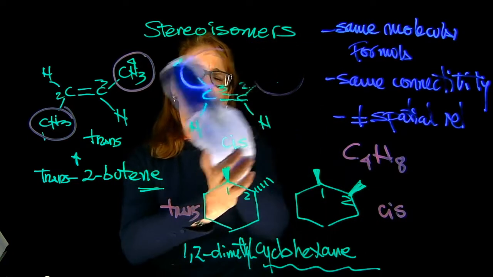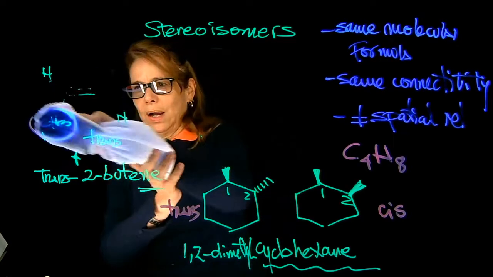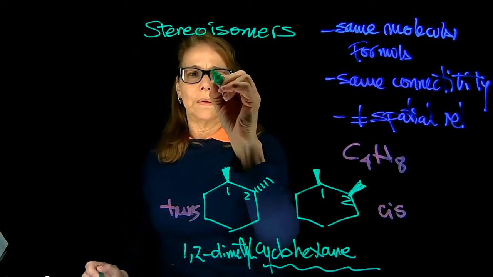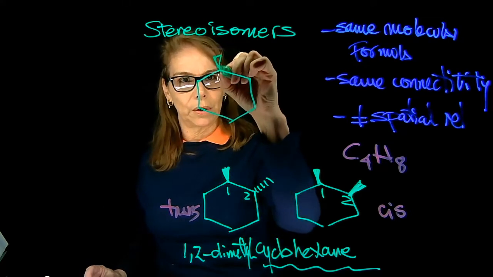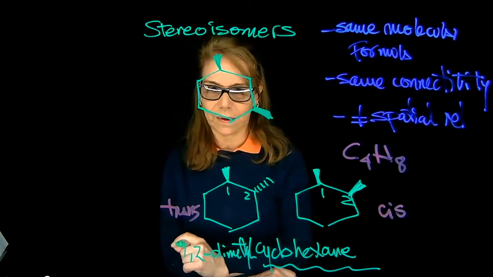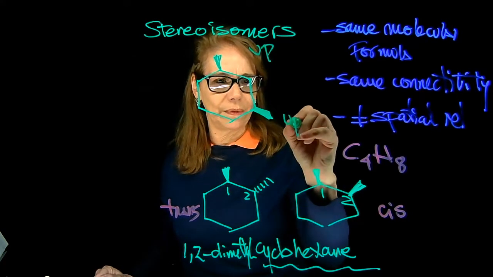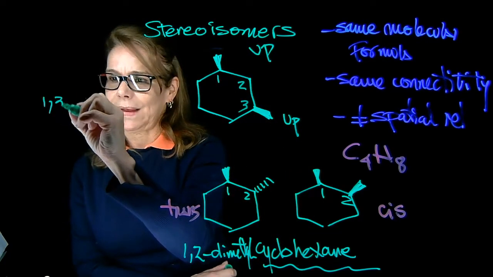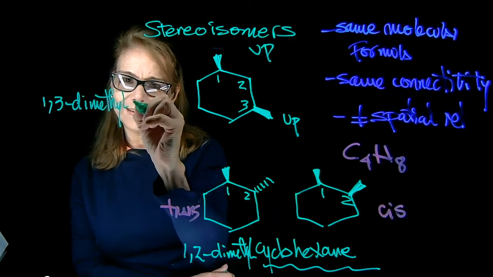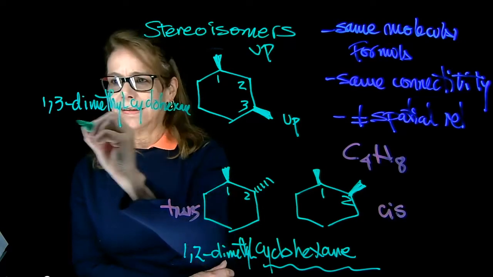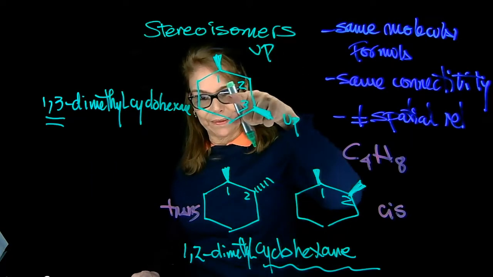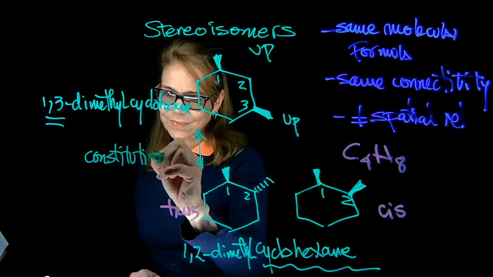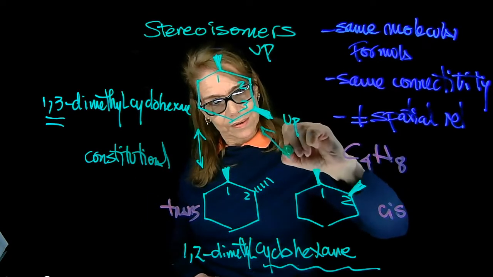Now, to distinguish that from, say, constitutional isomers, let's do one more thing here. We said that these two are stereoisomers. Let's investigate the relationship with another molecule. In this one, we see that the two methyls are pointing up, up, up, so the same side. But now they are connected differently. They are on carbons 1, 2, 3. This is 1,3-dimethylcyclohexane. Notice connectivity is different. So the relationship between this one on the top and these two are constitutional isomers. Right? Also, these two are constitutional isomers.